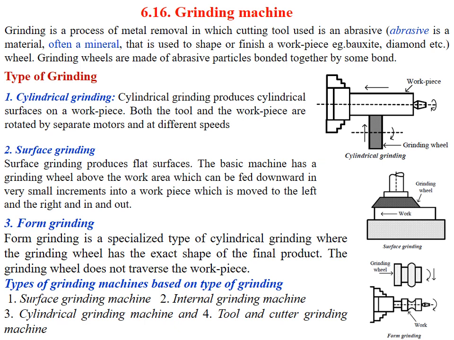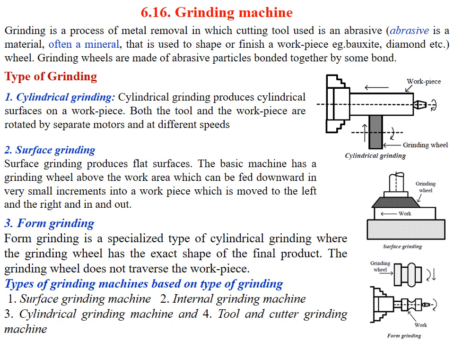These abrasive particles are bonded by a bonding material together to the required shape. There are different types of grinding machines. First one is the cylindrical grinding machine. In this, cylindrical grinding produces cylindrical surfaces on a workpiece. Both the tool and workpiece are rotating. That is the specialty of this. Both the tool as well as the workpiece are rotating, and each will have a separate motor working at different speeds.